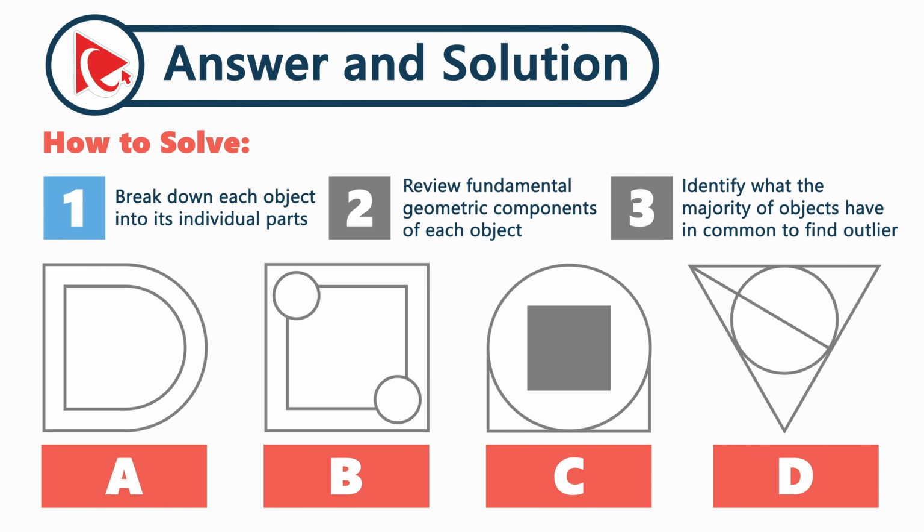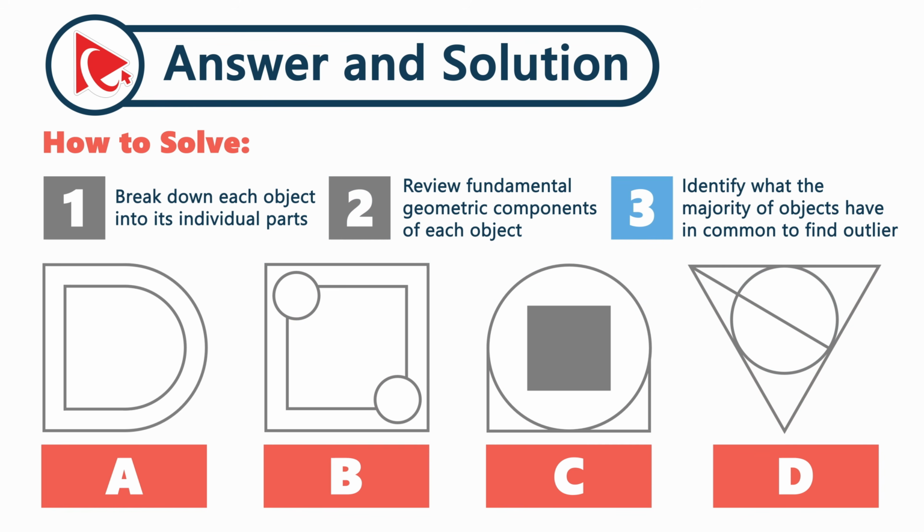Let's start with step 1. As you can see, each object consists of fundamental geometrical components. We see circles, we see squares, and we see triangles. For example, object B has 2 squares and 2 circles. Object C has a square and a circle. And object D has a triangle and a circle.